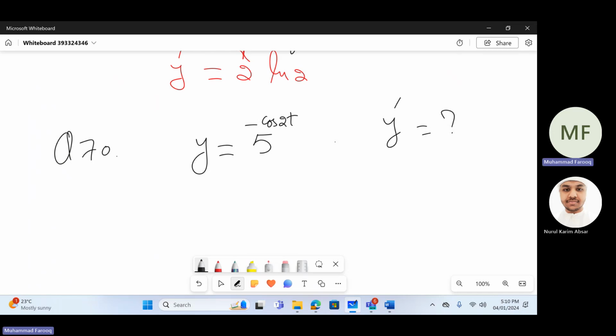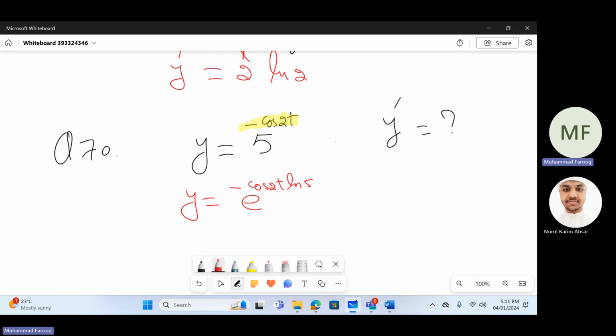So, of course, we change into base e. So how do we change, please? e to the power x, where x means the power. Same power. e to the power minus cosine 2t times ln of the base. The base is 5, so ln 5. Absolutely correct. Good.